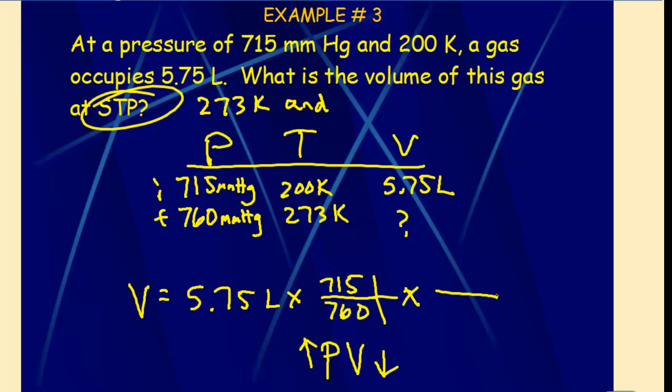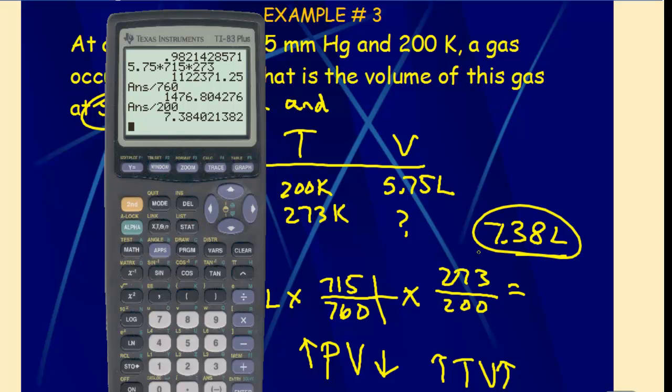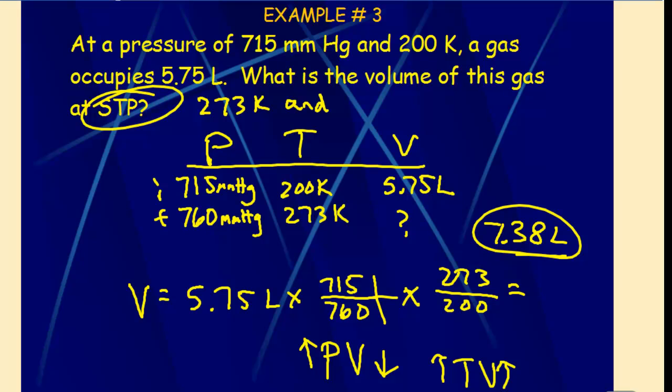Times, temperature is going up, which should cause the volume to go up. So I want to put the larger number on the top. So one, again, is making it go one way. One's making it go the other way. And I did that with my fraction. So now I have 5.75 times 715 times 273 divided by 760 divided by 200. And I get 7.38 liters as the answer this time for the volume.